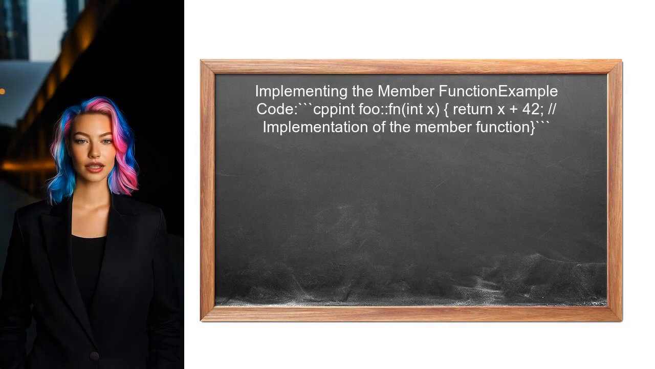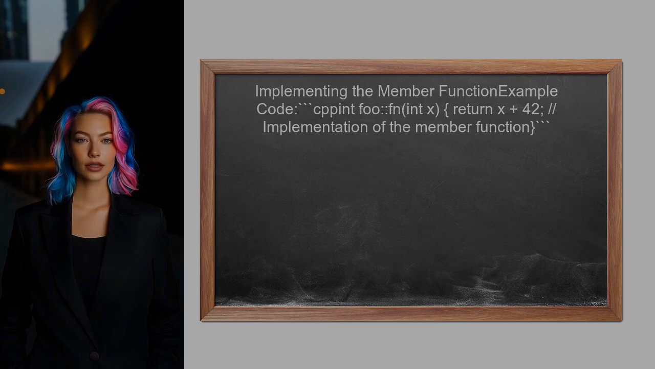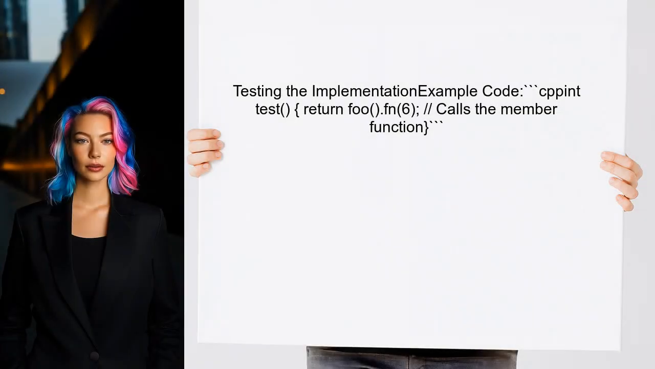Now, let's implement the member function outside the class. The user can define the function with the same name and parameters, ensuring it behaves as expected. Finally, the user can test the implementation by creating an instance of the class and calling the member function. This will confirm that everything works correctly.